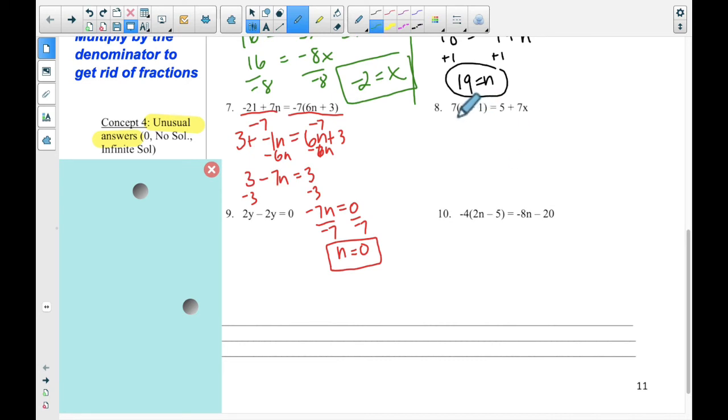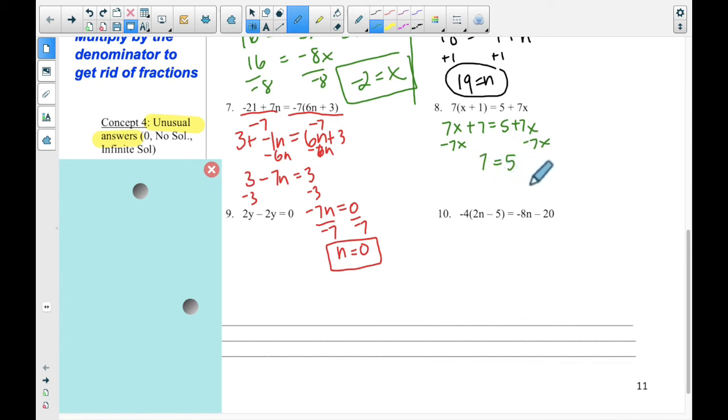Okay, next one. Again, I could divide. I'm not going to, because look, if I divided this one, I'd get a fraction. I don't want a fraction, so I'm not going to divide. Instead, I'm going to distribute. So I get 7x plus 7 is equal to 5 plus 7x. I need to subtract 7x from both sides. Okay, what happens when I do that? Suddenly, I don't have any variables. All my variables are gone, and I have 7 equals 5.